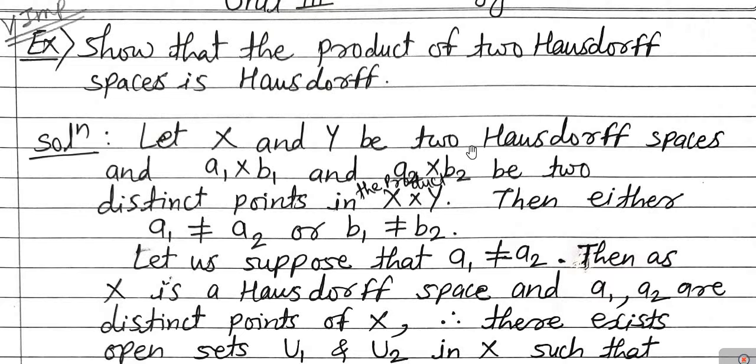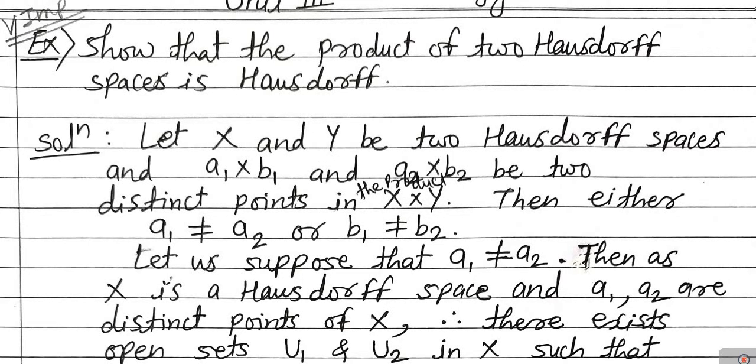Let X and Y be two Hausdorff spaces, and (a1, b1) and (a2, b2) be two distinct points in the product X cross Y. Since (a1, b1) and (a2, b2) are two distinct points from the product space, this means that either a1 is not equal to a2 or b1 is not equal to b2, because if a1 is equal to a2 and b1 is equal to b2, then and only then (a1, b1) will be equal to (a2, b2). This is very well known to us.